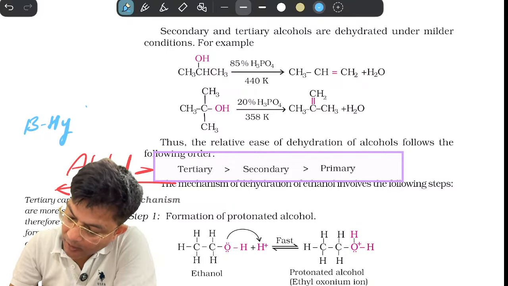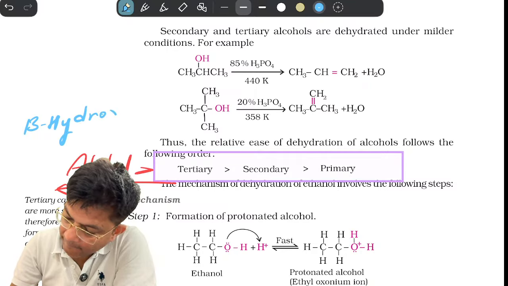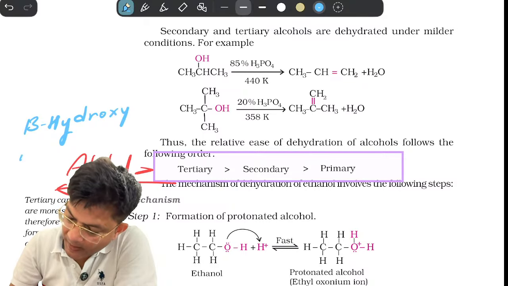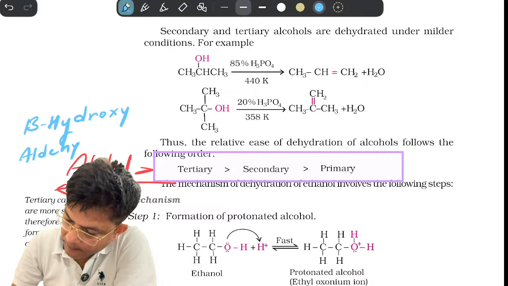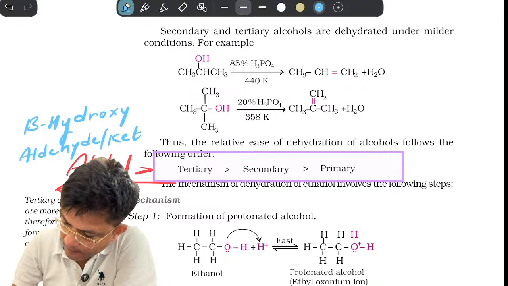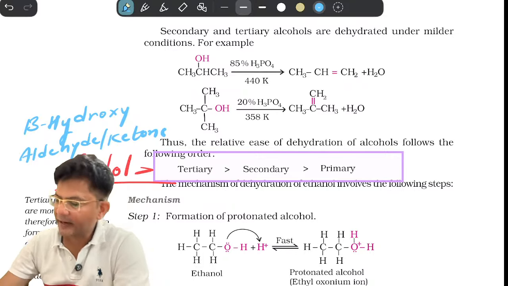Beta hydroxy aldehyde or ketone. I hope you got it. That is on number 1.